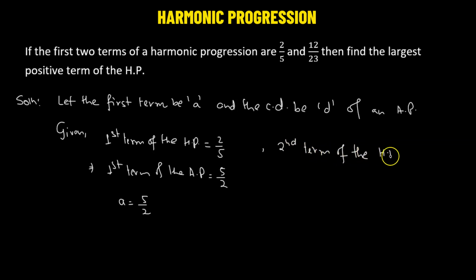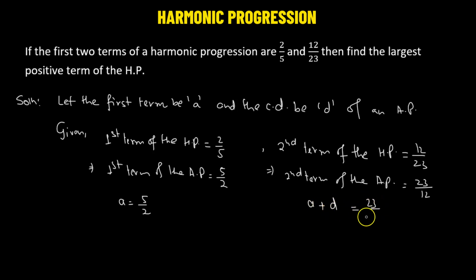Then we are also provided with the second term of the harmonic progression, which is 12 over 23. That means the second term of the arithmetic progression is simply the reciprocal, 23 over 12, and we know the second term can also be denoted as A plus D, equals 23 over 12. Now we can replace the value of A with 5 over 2, so we have 5 over 2 plus D equals 23 over 12.